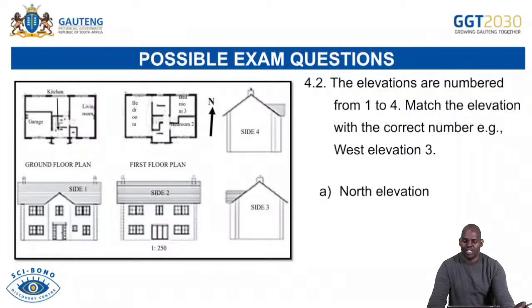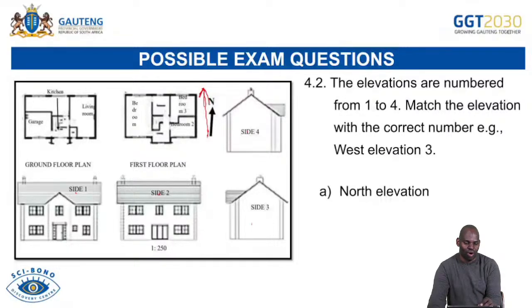Then they say the elevations are numbered from 1 to 4. Match the elevation with the correct number, e.g. west elevation is number 3. In this case, I've got side 1, side 2, side 3, side 4. And then there is a compass that shows this way it's north. So this is north.